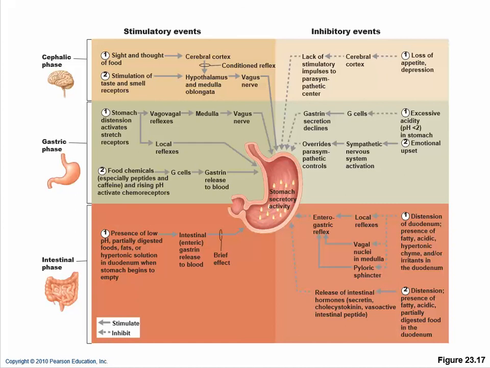Then the gastric phase happens in the stomach, and then by stretch receptors, by chemoreceptors, things like that. The third phase, the intestinal phase, happens, and it's a negative feedback. It inhibits.